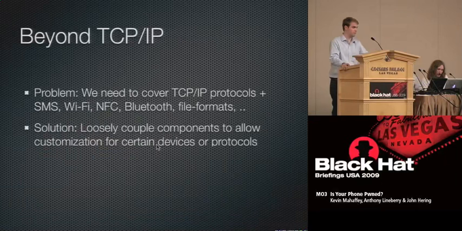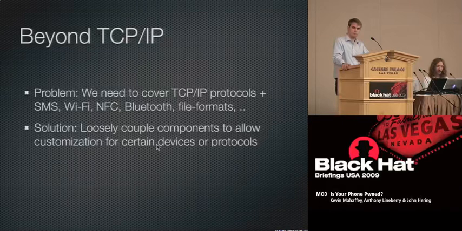The main problem that we have with mobile devices is that we can't just cover TCP/IP. I don't know how many fuzzers you've seen that have IP logic in the core fuzzing code. You have to untangle all sorts of things to actually do something on Bluetooth or something that's not over TCP/IP. With mobile protocols, we have SMS, Wi-Fi, NFC, all sorts of stuff. In addition, we also want to cover TCP/IP and file formats, a special case of a protocol.